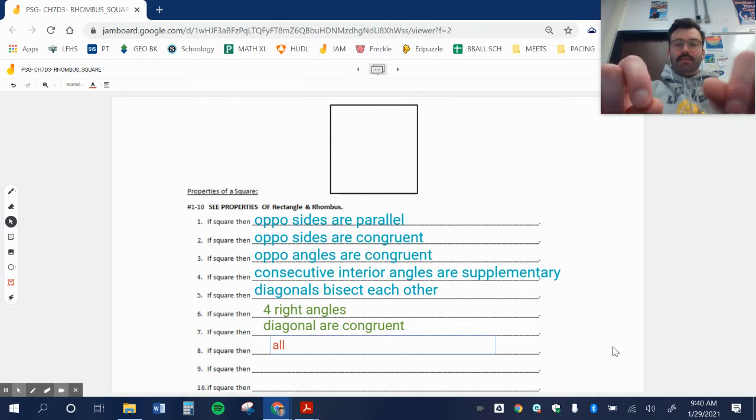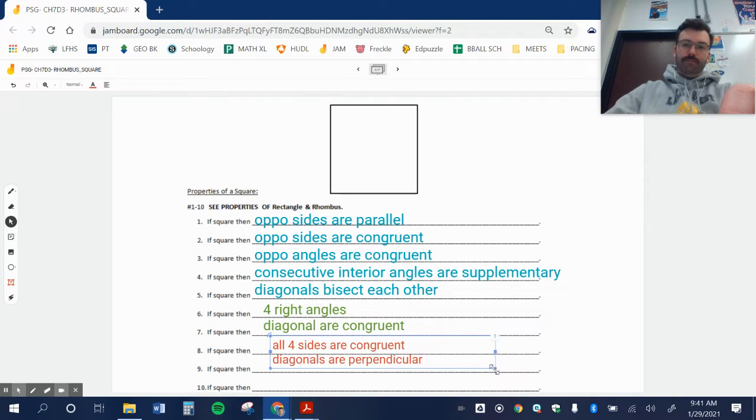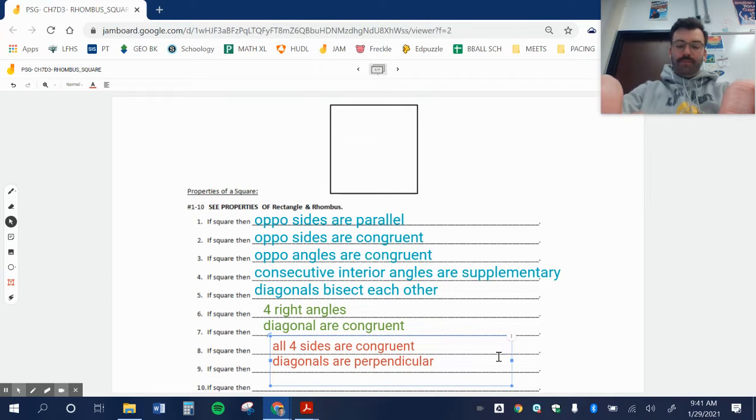All right, these next 3 properties come from the rhombus. Like I said, all 4 sides are congruent. Diagonals are perpendicular. Lastly, diagonals bisect opposite angles.